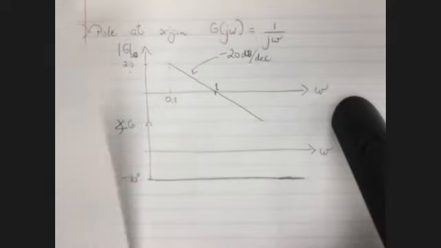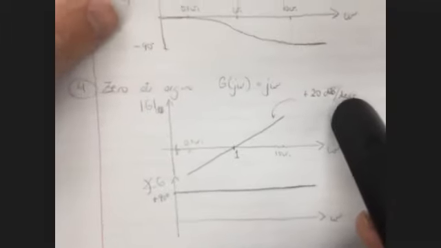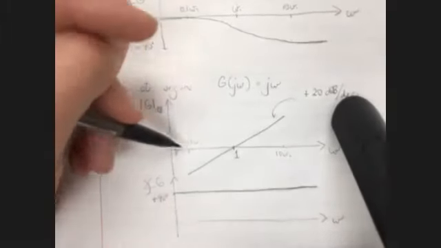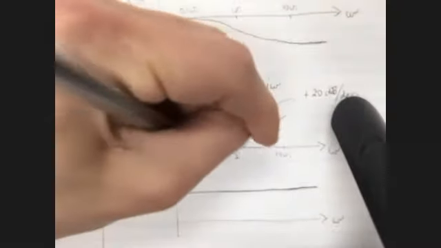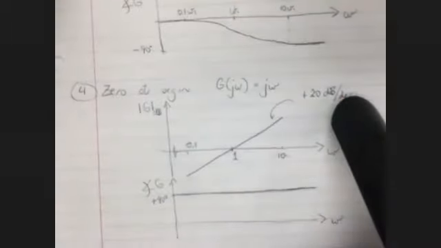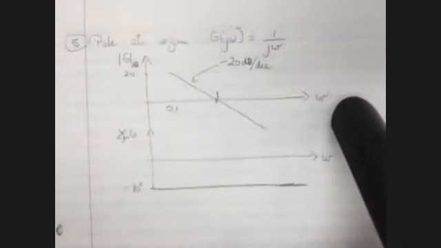In fact, going back to this one, I'll correct this one from number 4. Here I called it 0.1 omega 1 and 10 omega 1. So there's actually no omega 1. Here it would just be 0.1 and 10. Sorry about that. 0.1 and 10. So same here, you've got 0.1, 1, and 10.